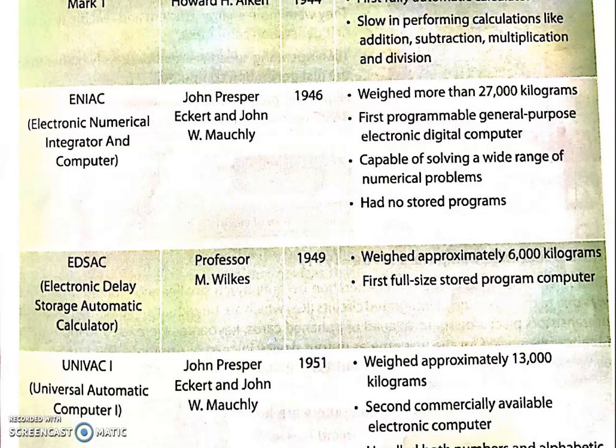Program means that you can give any command, any instruction to the computer to calculate or do whatever you want it to do. For example, if you want to write a letter, you would type a command on your Microsoft Word and the computer will write the letter for you. It was capable of solving a wide range of numerical problems, and it had no stored programs. That means, like we have apps and programs today, at that time it had no stored programs.